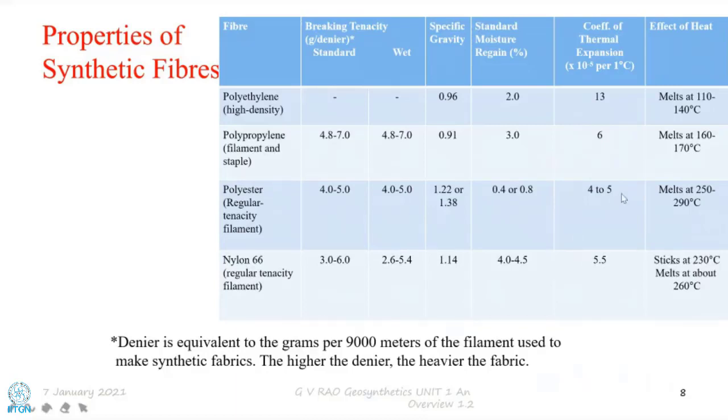In the same way, you take a look at the effect of heat, particularly the melting point. Polyethylene is 110 to 140 degrees Celsius. PP is 160 to 170, and then polyester is going to be 250 to 290. So what is it we are going to prefer? Our preference, let us say, to use in thermal conditions.